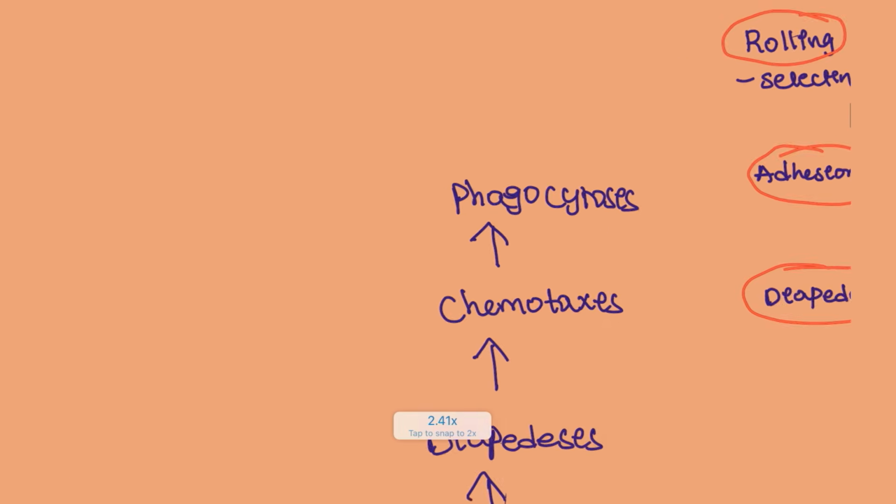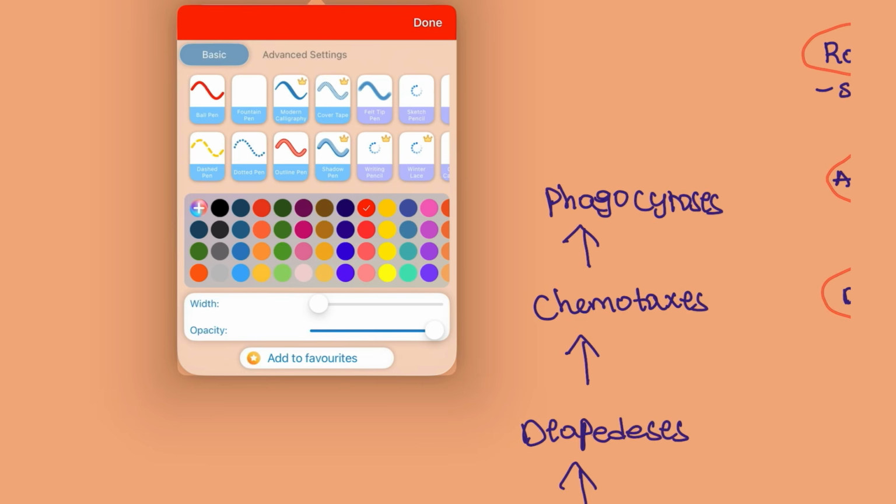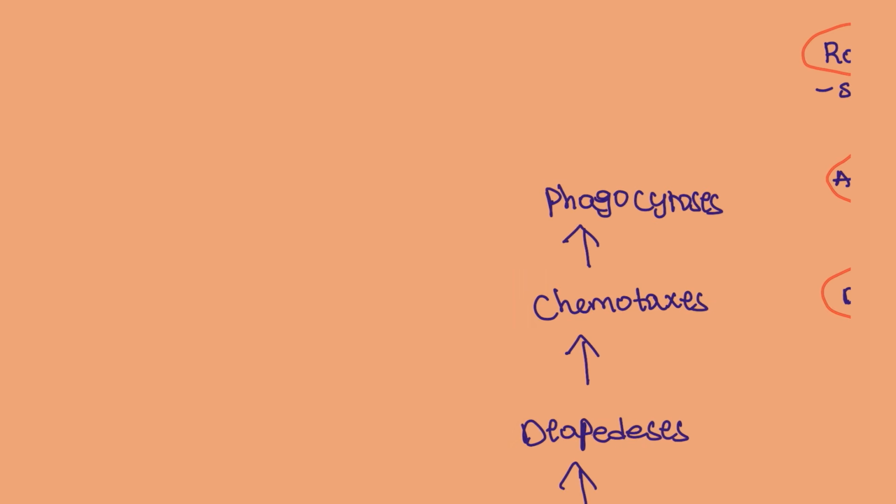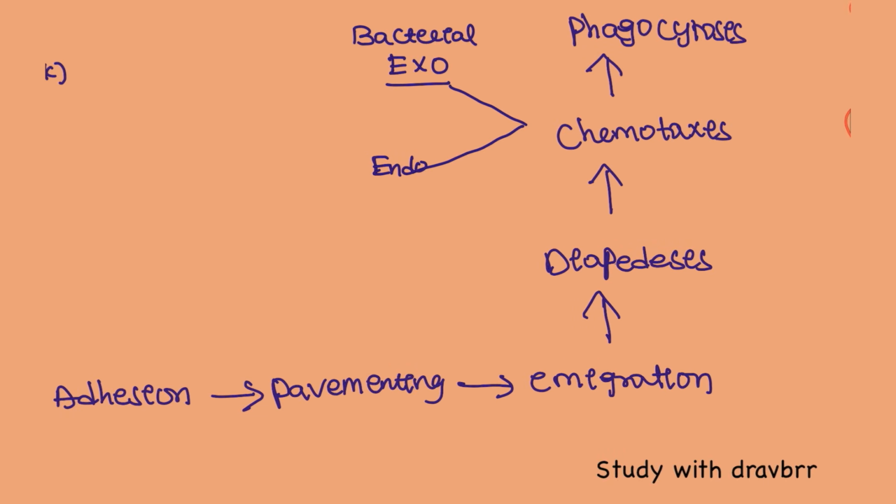Next, we have chemotaxis. Chemotaxis also has two types. One is the exogenous chemotaxins and the other one is the endogenous chemotaxins. Exogenous is mostly bacterial only, and endogenous we have from our body only.